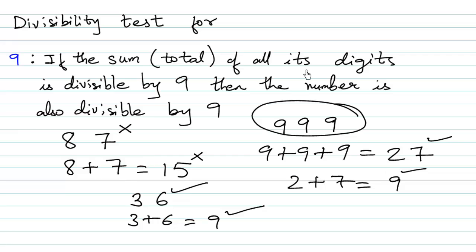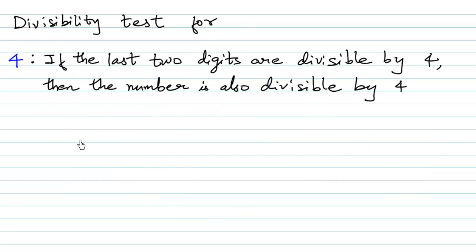So the divisibility tests for 9 and 3 are almost similar. Then we have the divisibility test for 4. If the last two digits are divisible by 4, remember, the last two digits, then the number is also divisible by 4. For instance, we know 36 comes in the table of 4. It's divisible by 4. Then 36 is divisible by 4.